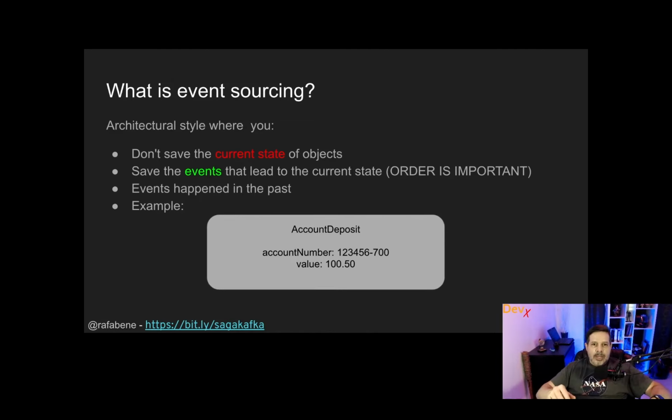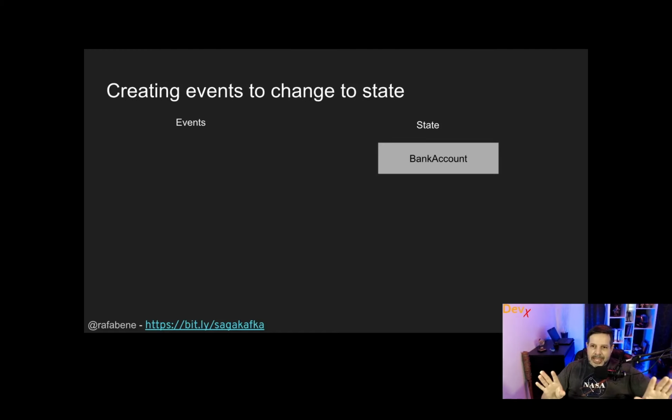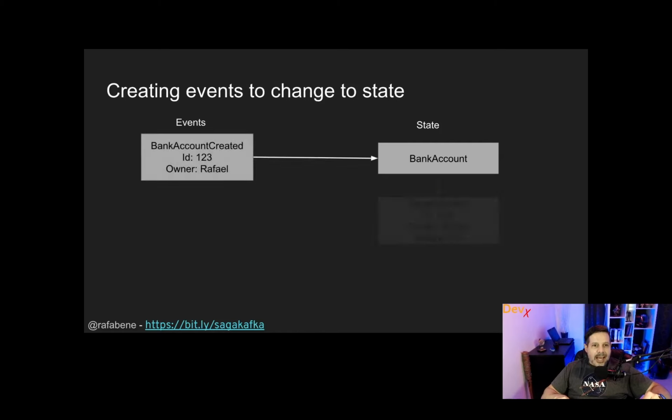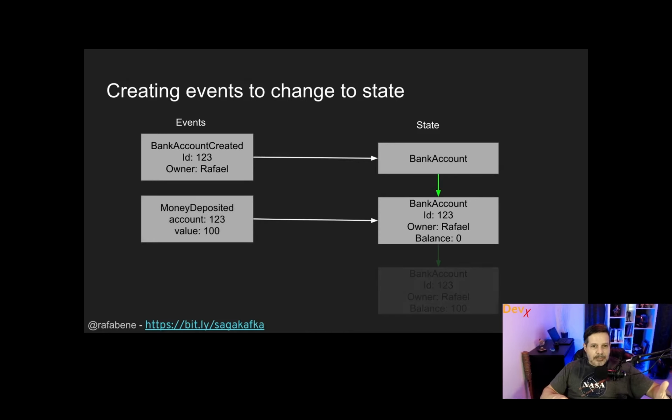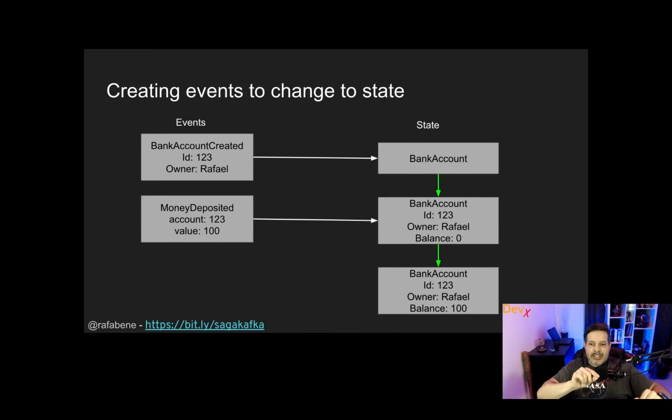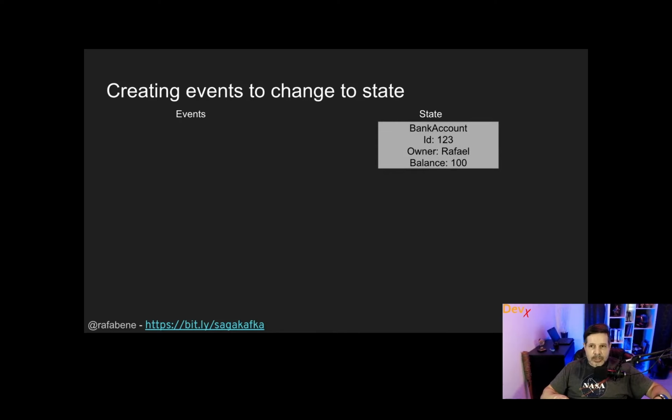So an example, I have a state here, a blank bank account. So I create a new event: open account with the ID 123 for the owner Rafael, that changed the state of my object to a bank account with the ID 123, balance 0, owner Rafael. Then we have another event. We make a money deposit in this account of the value of $100. Then that event changed the state of my bank account to have the balance of $100.